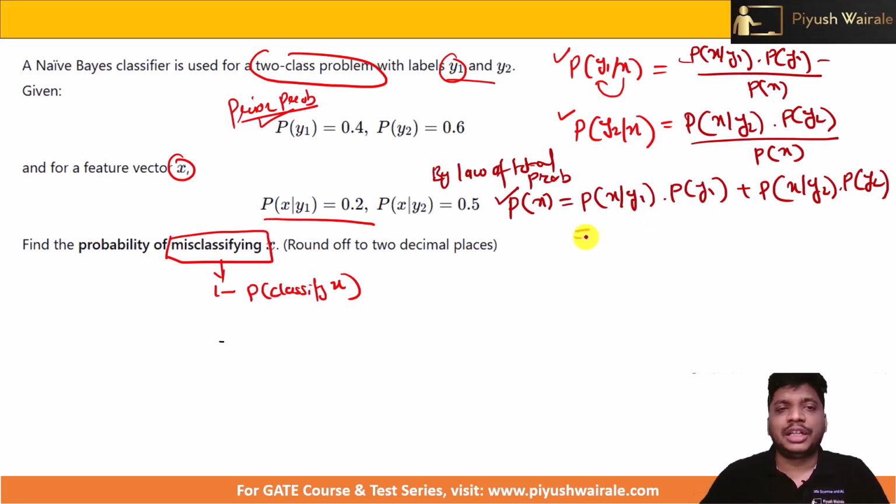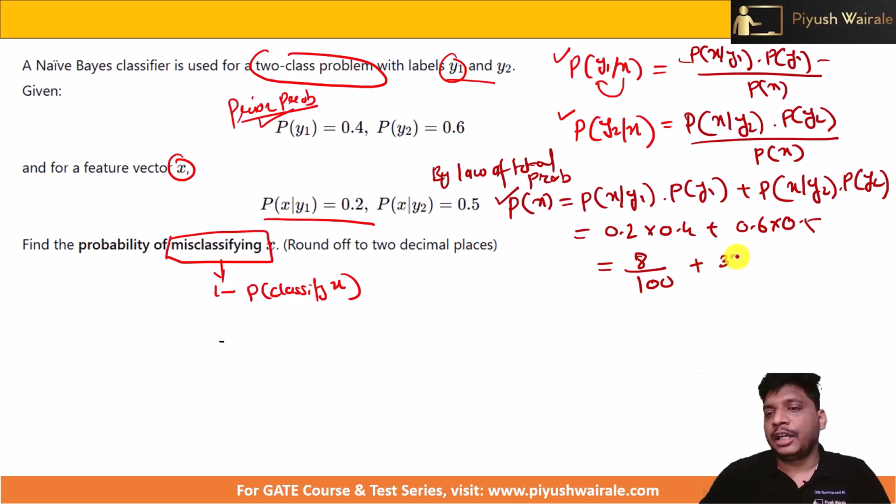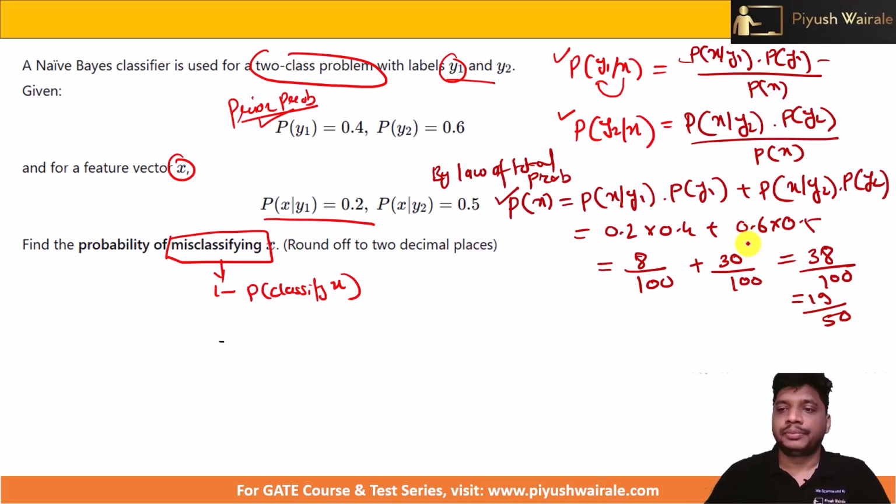Now let's do the simple calculation. So 0.2 into 0.4 plus 0.6 into 0.5 here. That is basically equivalent to what? This is basically 8 by 100 and this is basically 30 by 100. That is 38 by 100, right? So 19 by 50 we can write down like that. Okay. Now this is the P of x we have. Now we just need to put the values in these two and find the answer. That's it, right?